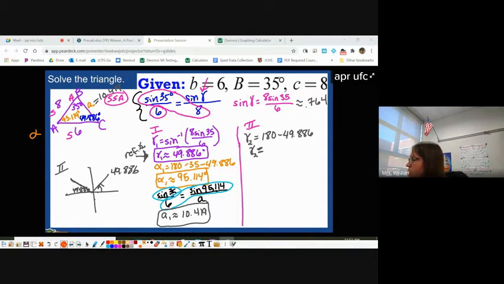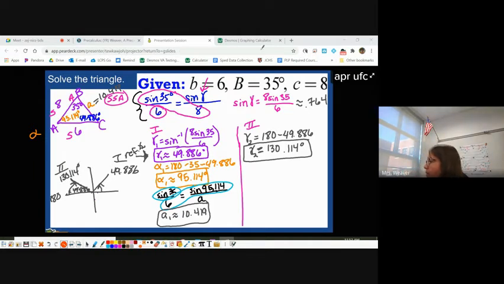We did sine inverse of this expression right here. We did sine inverse of 8 sine 35 over 6, and we got 49.886. It gave us a quadrant 1 answer, okay? If we do 180 minus that angle, if from 180 we go backwards that much, 180 minus 49.886, I get 130.114 as my second option for gamma, my gamma 2 option. So this angle here would be 130.114.